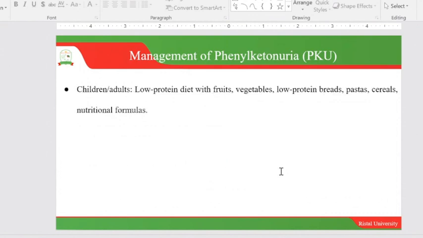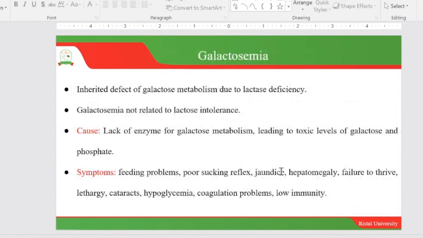So really, we have looked at the management of this low protein diet with fruits and vegetables and low protein breads. Remember that gluten, as in celiac disease, is also contraindicated here. The pasta, the cereals, and also nutrition formulas can be given. So let's shift and look at galactosemia.